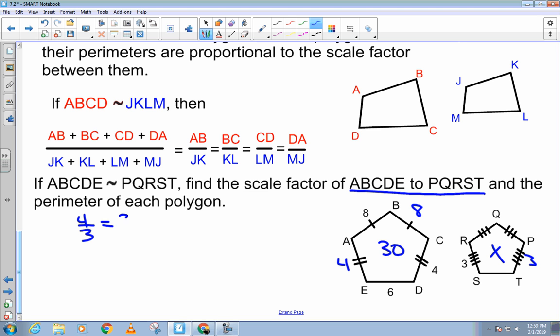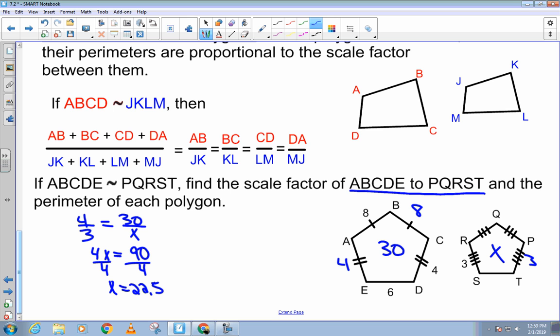I heard both. I heard 30 over x and x over 30. If it's 4 to 3, it has to be 30 to x. If it's big to little, it's got to be big to little. Don't flip them. Okay, that's important. All right, so we cross multiply, and we get 4x equals 90. And we divide both sides by 4, 22.5. And so x ends up being 22.5.